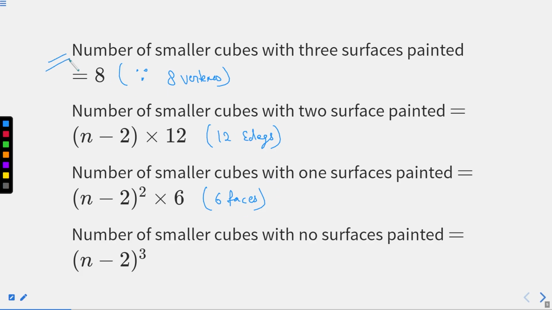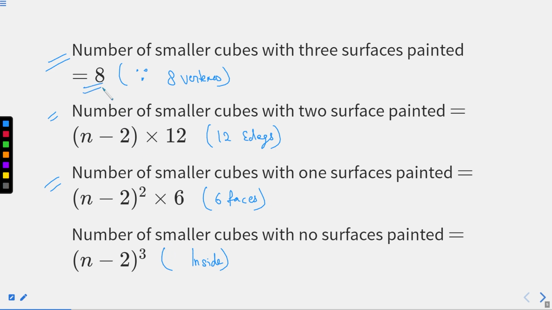So whenever it is asked how many cubes are there with 3 surfaces painted, we look for the number of vertices. If they are asking for 2 surfaces, we will look for the number of edges. And if they are asking for only 1 surface painted, we will look for the number of faces. With this, you are able to find out all the smaller cubes in number, right? The number of cubes with no surface painted, it means they are present inside the surface. For everything, now we have a formula, right?